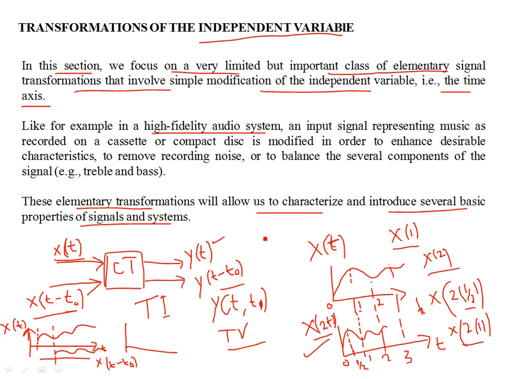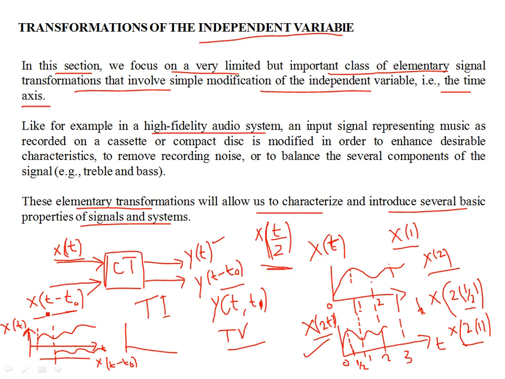If you consider the signal x(t/2), then you are simply stretching the signal. You are going to downplay the speed of the recorded data. So the recorded data is being played at half the speed in the case of x(t/2), for example. So these are the elementary transformations.